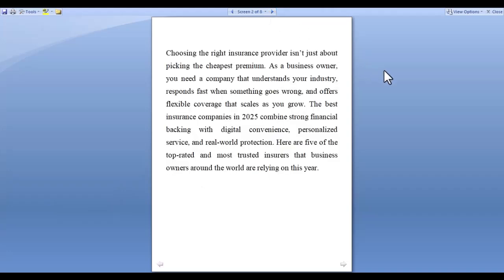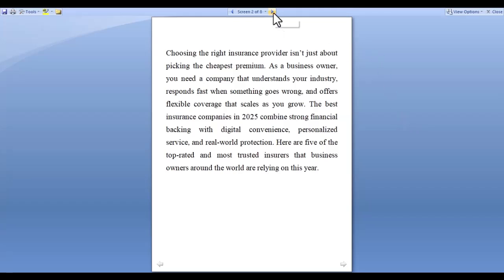The next page says choosing the right insurance provider isn't just about picking the cheapest premium. As a business owner, you need a company that understands your industry, responds fast when something goes wrong, and offers flexible coverage that scales as you grow. The best insurance companies in 2025 combine strong financial backing with digital convenience, personalized service, and real-world protection. So here are 5 top-rated and most trusted insurers that business owners around the world are relying on this year.